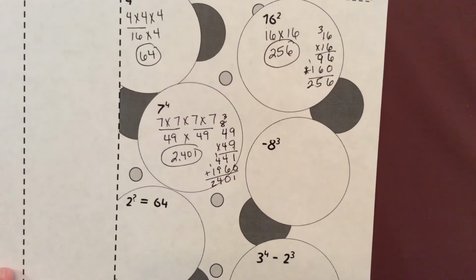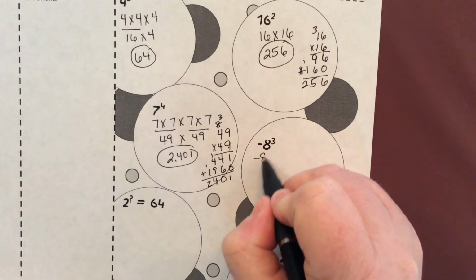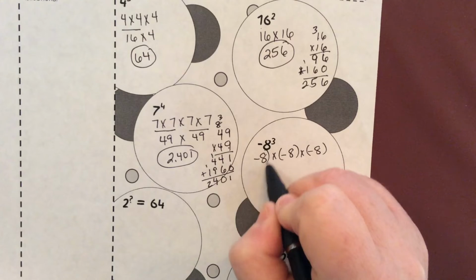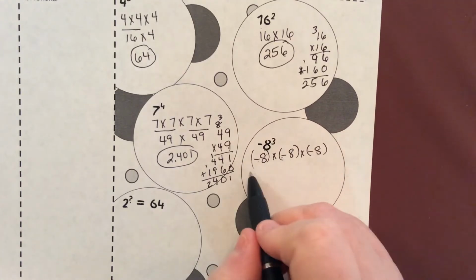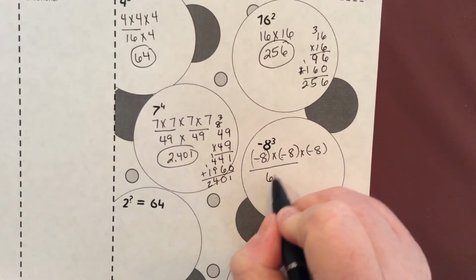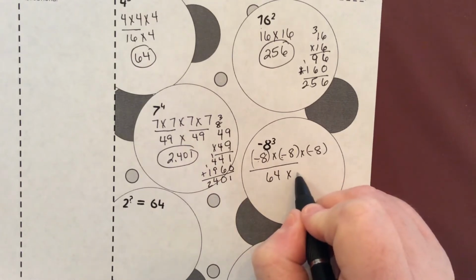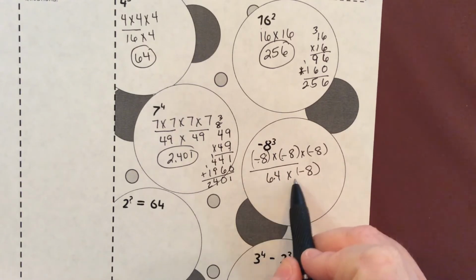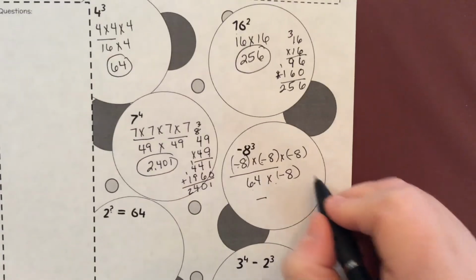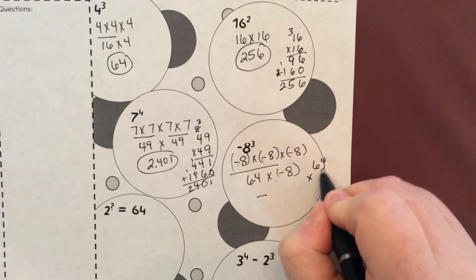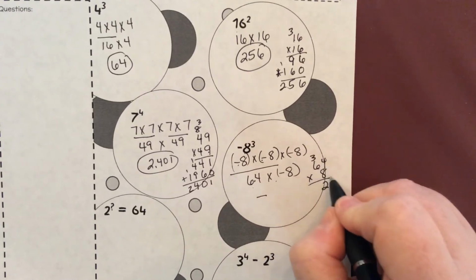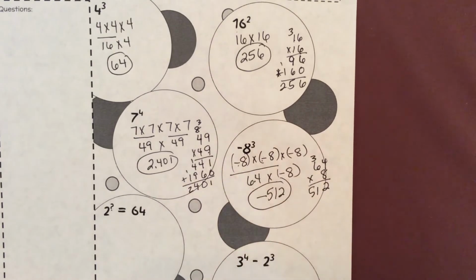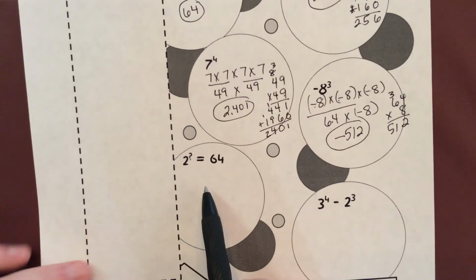Okay, over here. Oh, negative 8 to the third power. That means negative 8 times negative 8 times negative 8. Okay, so negative 8 times negative 8. That's going to be a positive 64. But now we're multiplying by another negative 8. So now negative times a negative was a positive, but a negative times a positive is going to be negative. Okay, so 64 times 8, negative 512.